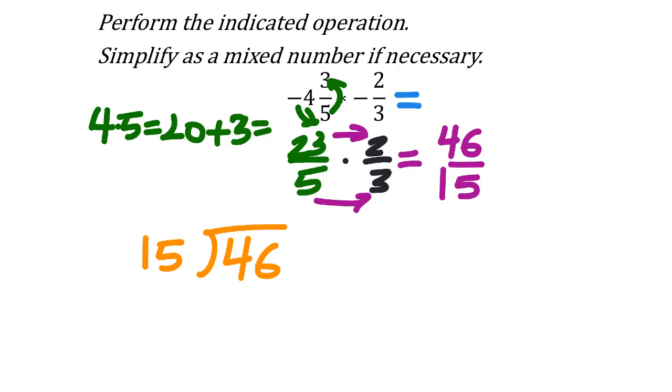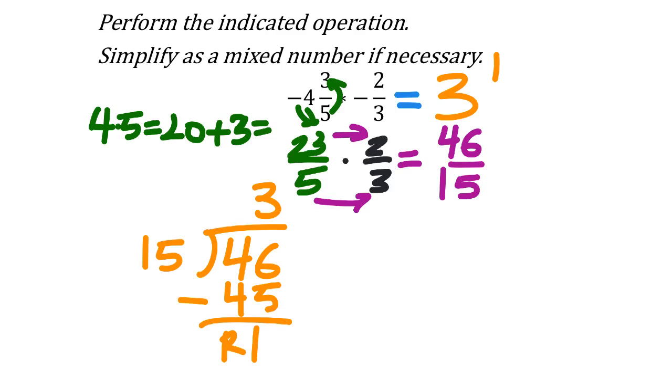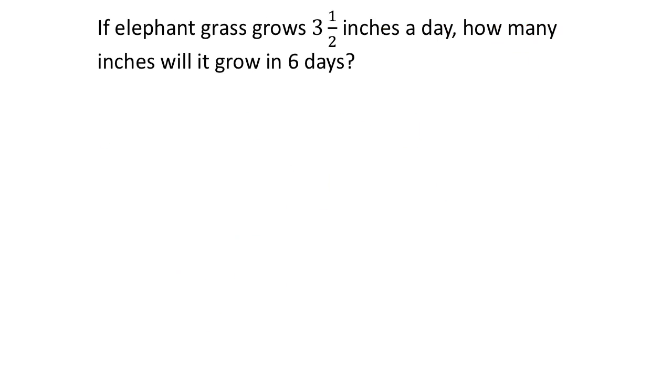And long division shows 15 goes into 46 3 times. 3 times 15 is 45. So we have a remainder of 1. So this ends up being 3 with a remainder of 1. And again, this is 1 out of 15. So that would be the answer right there. But again, I'm going to go back to the calculator and just check.